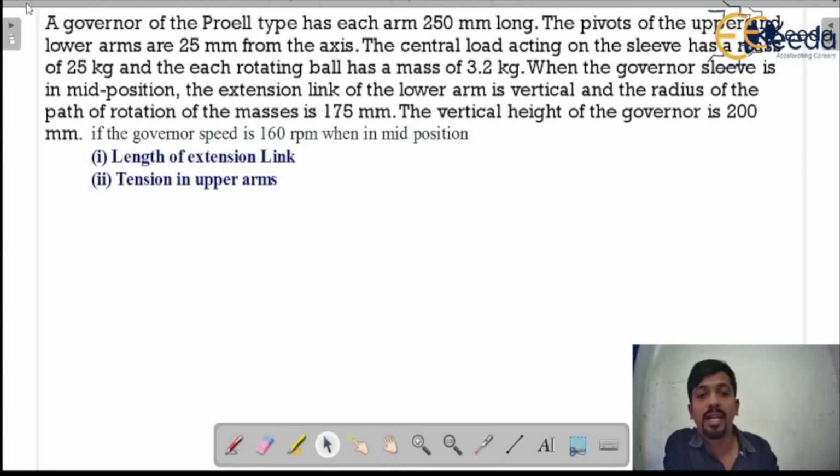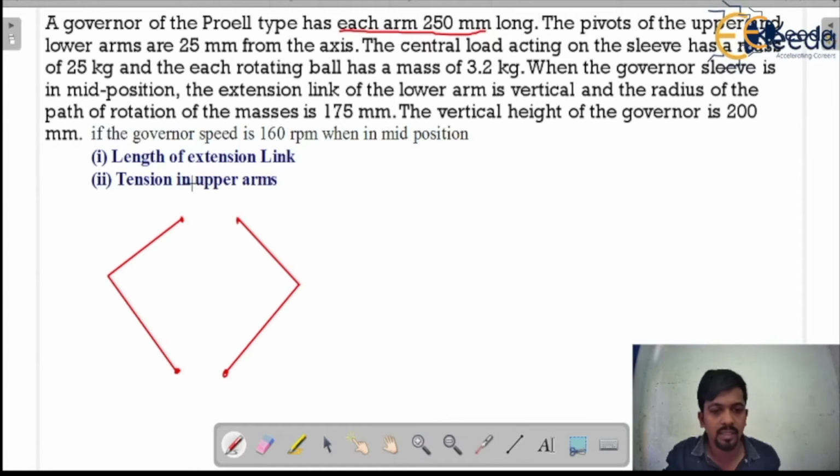A governor of a Proell type has each arm 250 mm long. That is the first thing to be noted, that the length of each arm is 250 mm. Okay, and we have to draw the diagram. The pivots of the upper and the lower arms are 25 mm from the axis. That means it is having an offset. So we can draw the diagram now.